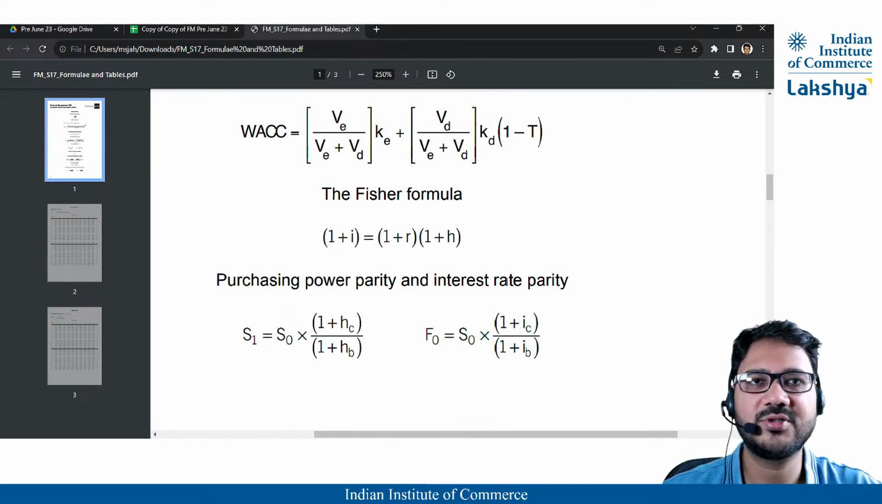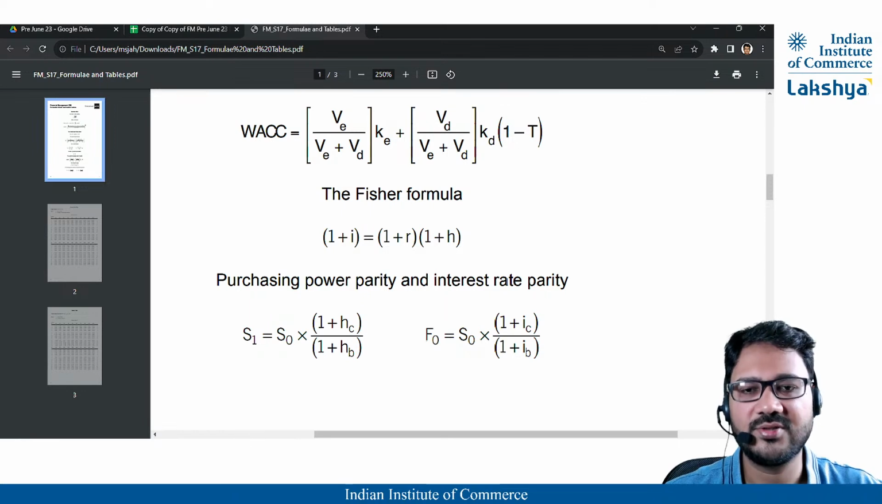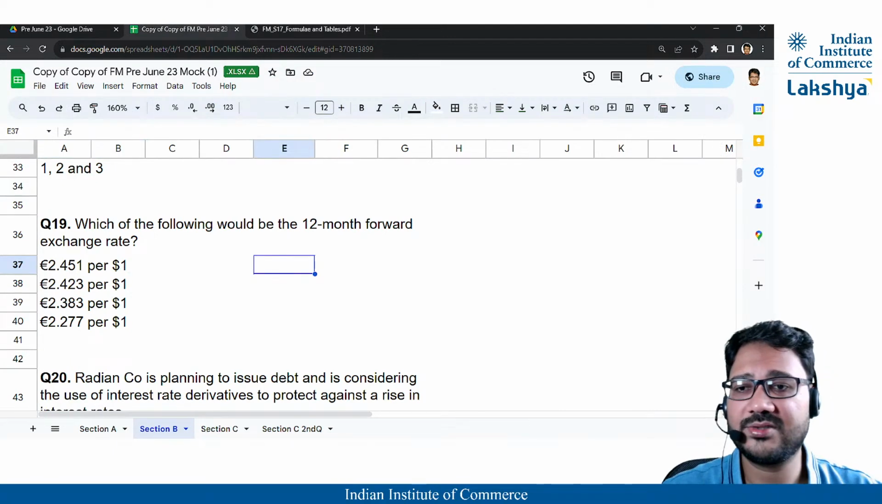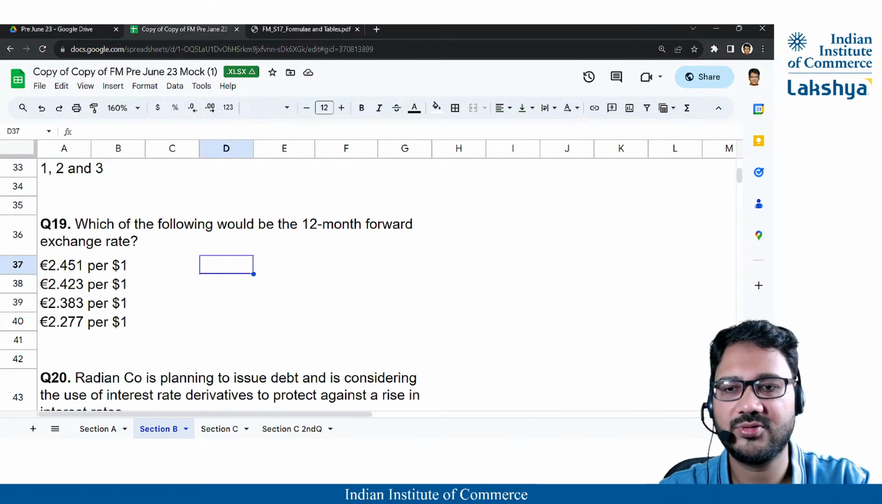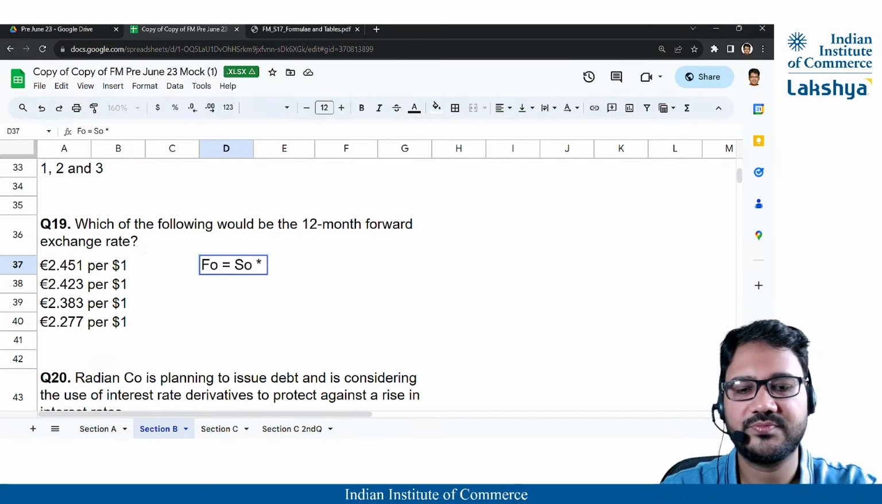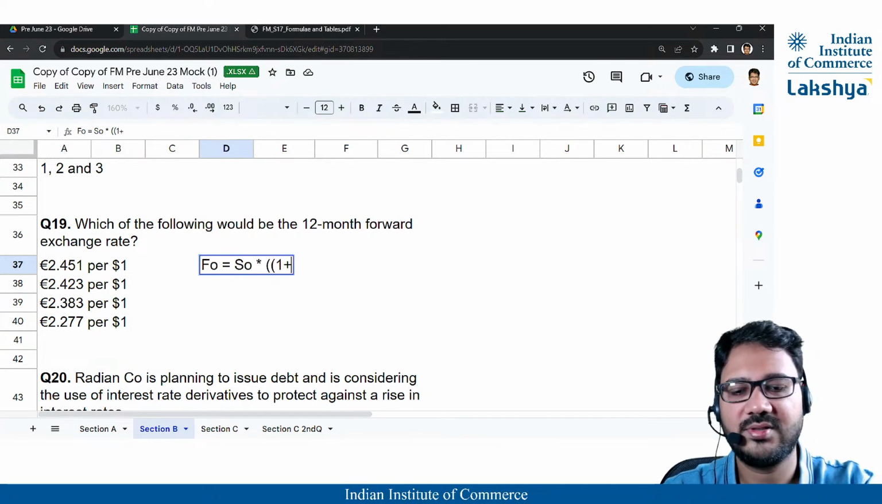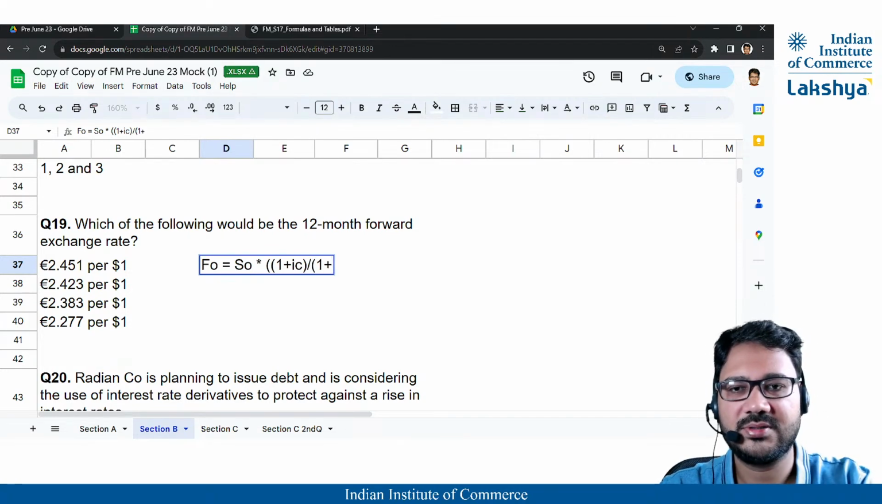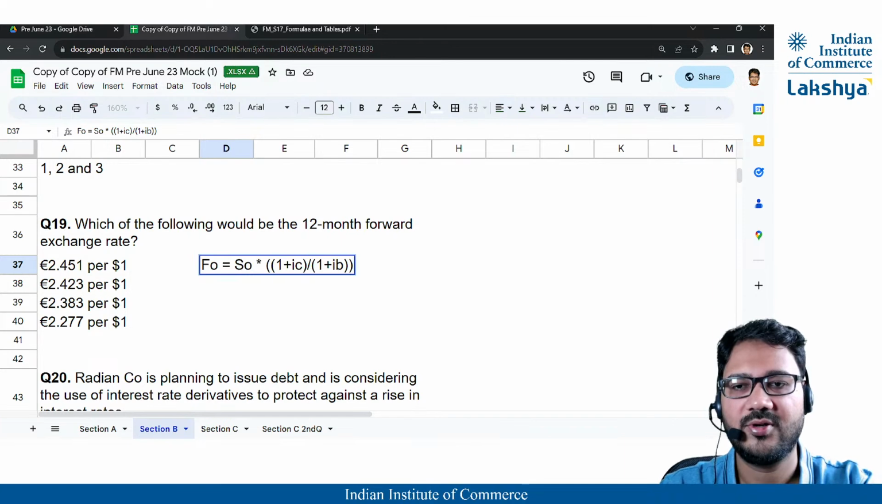All right. Forward rate is equal to S0 into 1 plus interest of the counter currency divided by 1 plus interest of the base currency. And this is inflation. All right, so let's just write that formula down first. So it was F0 is equal to spot rate into 1 plus interest on counter currency divided by 1 plus interest on base currency. Okay, this is the formula.